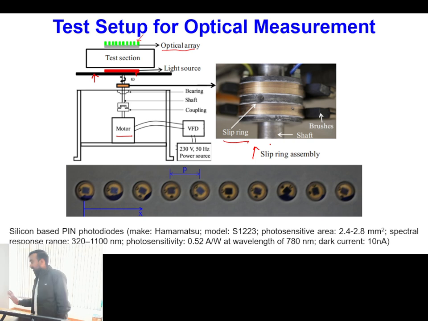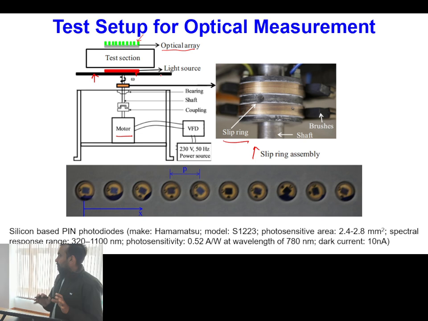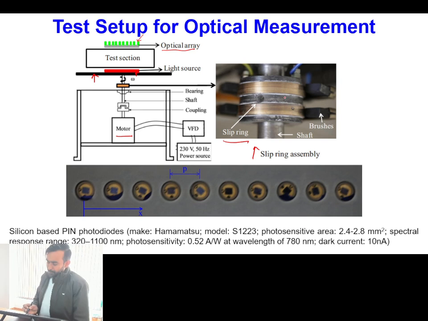Okay, so what we need to do over here is place the data acquisition system as well as the entire power assembly on this rotating platform itself. To assist that, this slip ring kind of assembly is used, which utilizes fixed brushes.